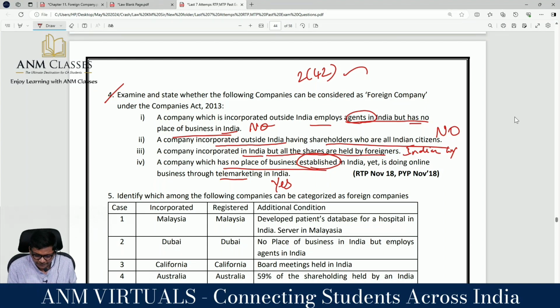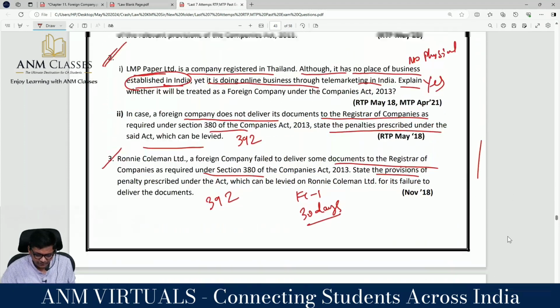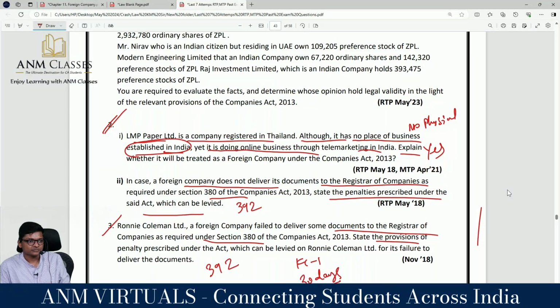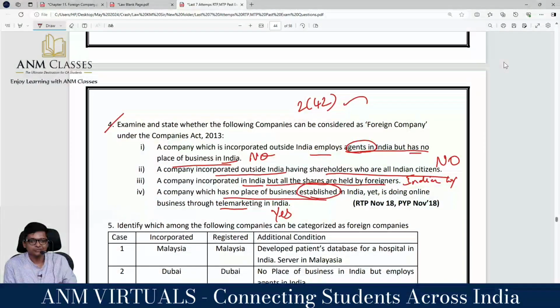I will tell the difference between this question and one we just now saw. Question 2-1 is the same. Look at 2-1. There is the Thailand question. Now you will remember: although it has no place of business established in India, it's doing online business through telemarketing. There you told yes, sir. The same question only, guys. Thailand means you are saying yes. Here you are saying no, guys. Come on. Are you following?